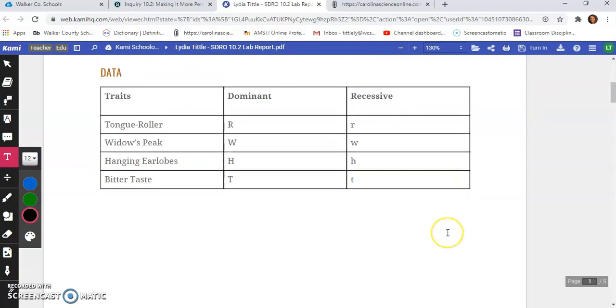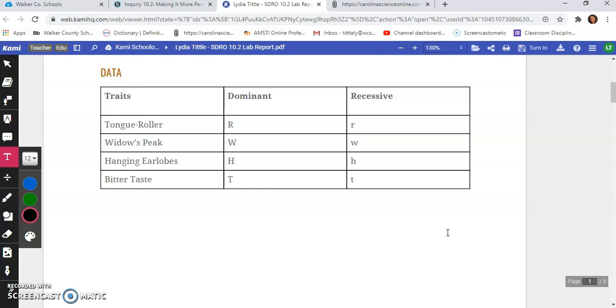First, we're going to take a look at some of the genetic traits that you might have. Those traits are if you're a tongue roller or not, if you have a widow's peak or not, if you have hanging earlobes or not, and if you can taste a certain bitter taste.